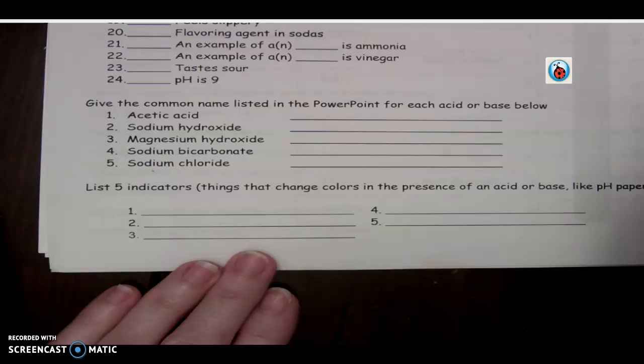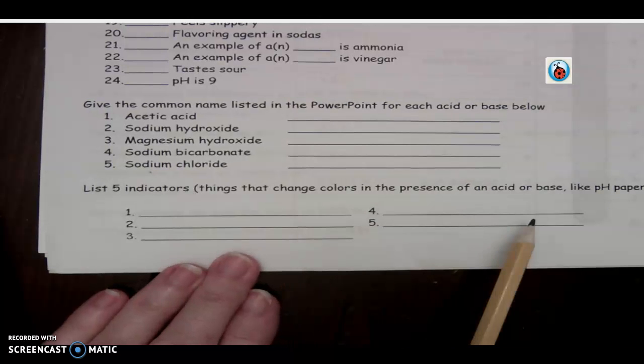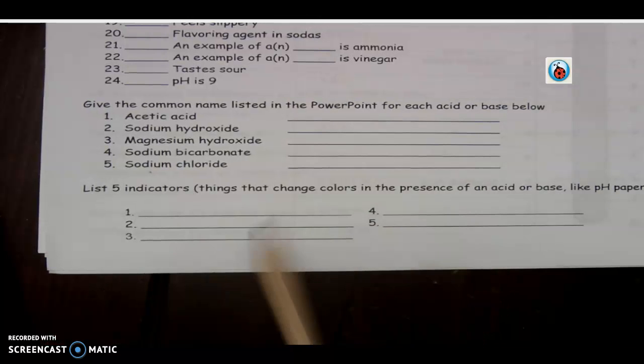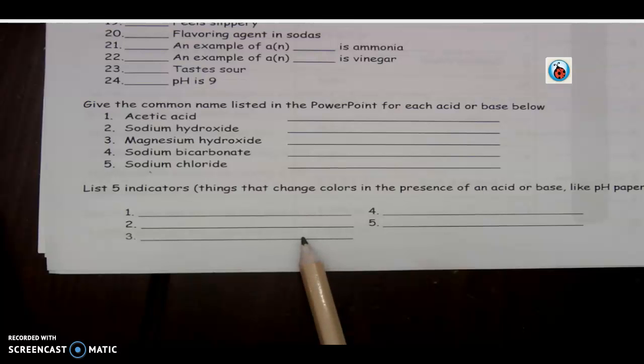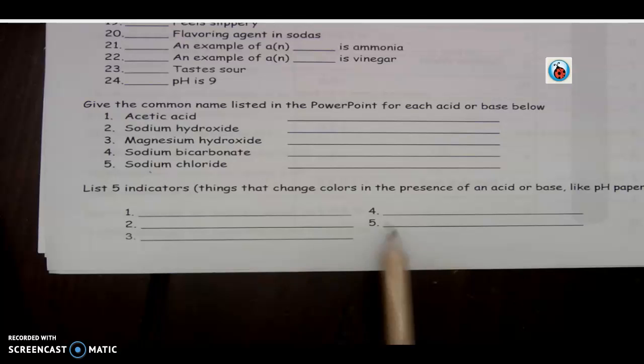Okay, list 5 indicators that change in the presence of an acid or a base. There's a whole slide over indicators. Litmus paper, phenolphthalein, and then there's a bunch at the bottom. So use any indicator you can find. All right, let me know if you have any questions.